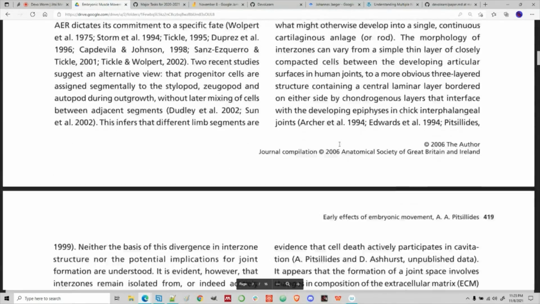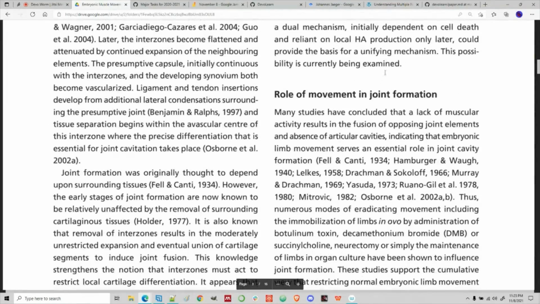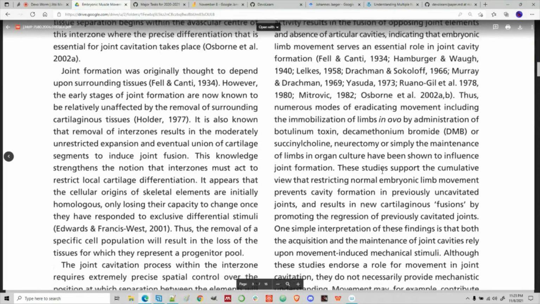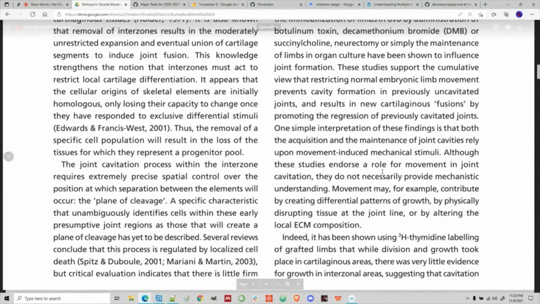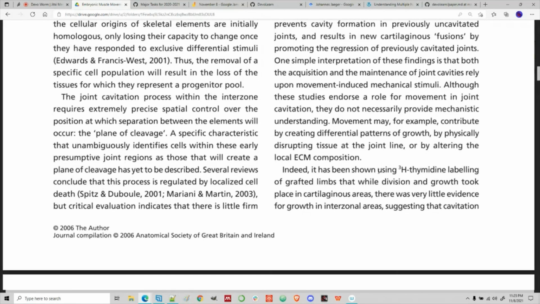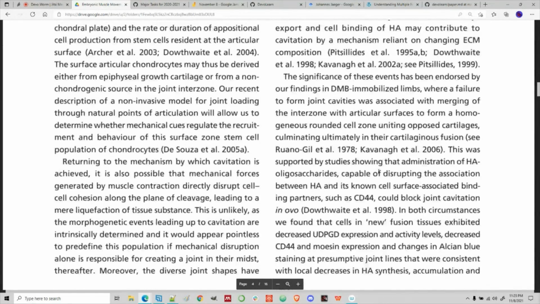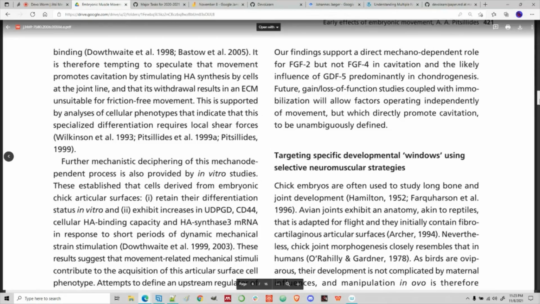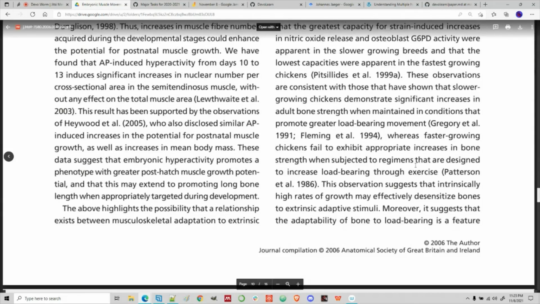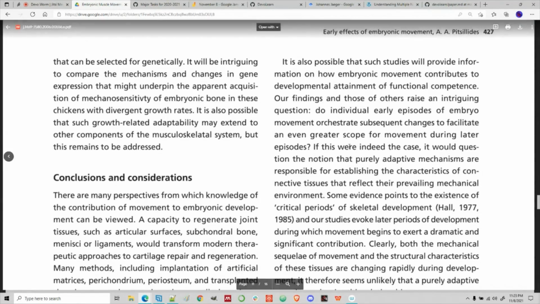So this kind of goes through this. They talk more about the role of movement in joint formation. So this isn't muscle. This is actually joint formation, and looking at how movement affects the formation of joints and different types of bone. So this is a little bit different than the first paper, but it shows the same results. Okay, so I don't think there are any figures in this paper really worth hitting on.